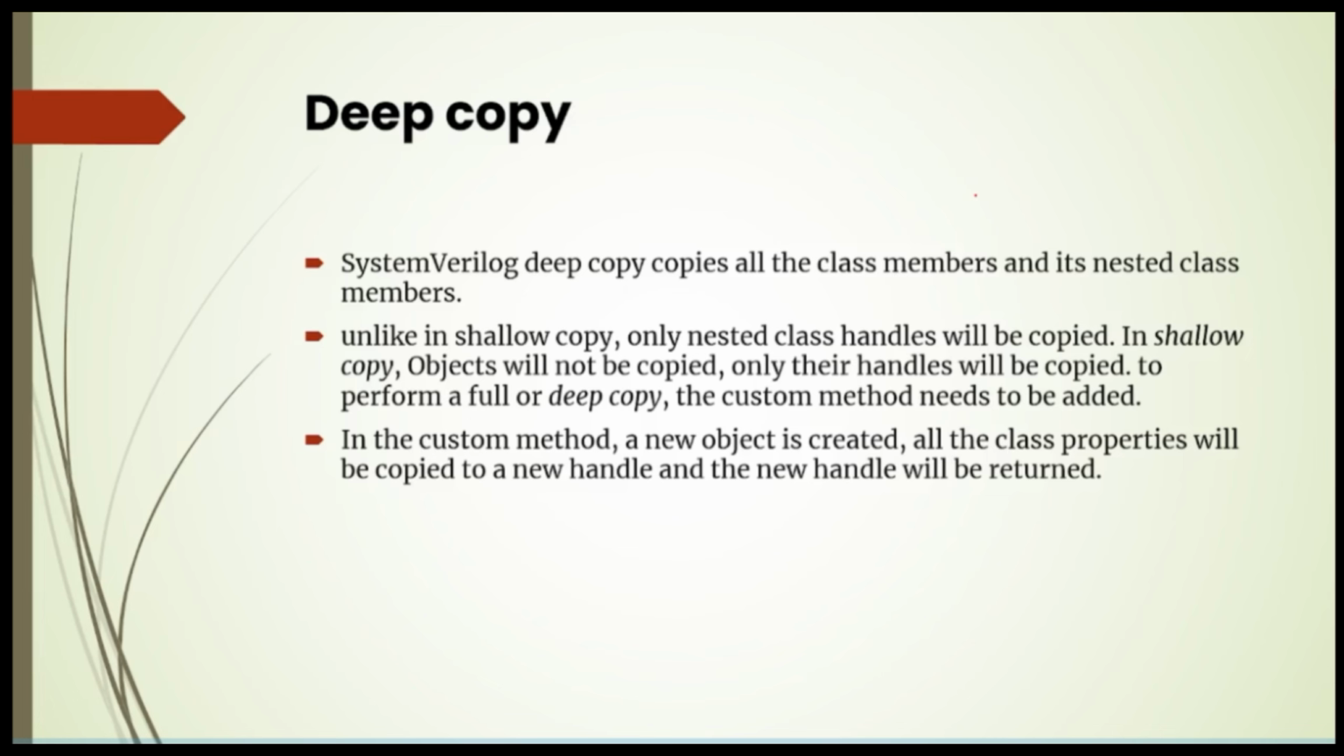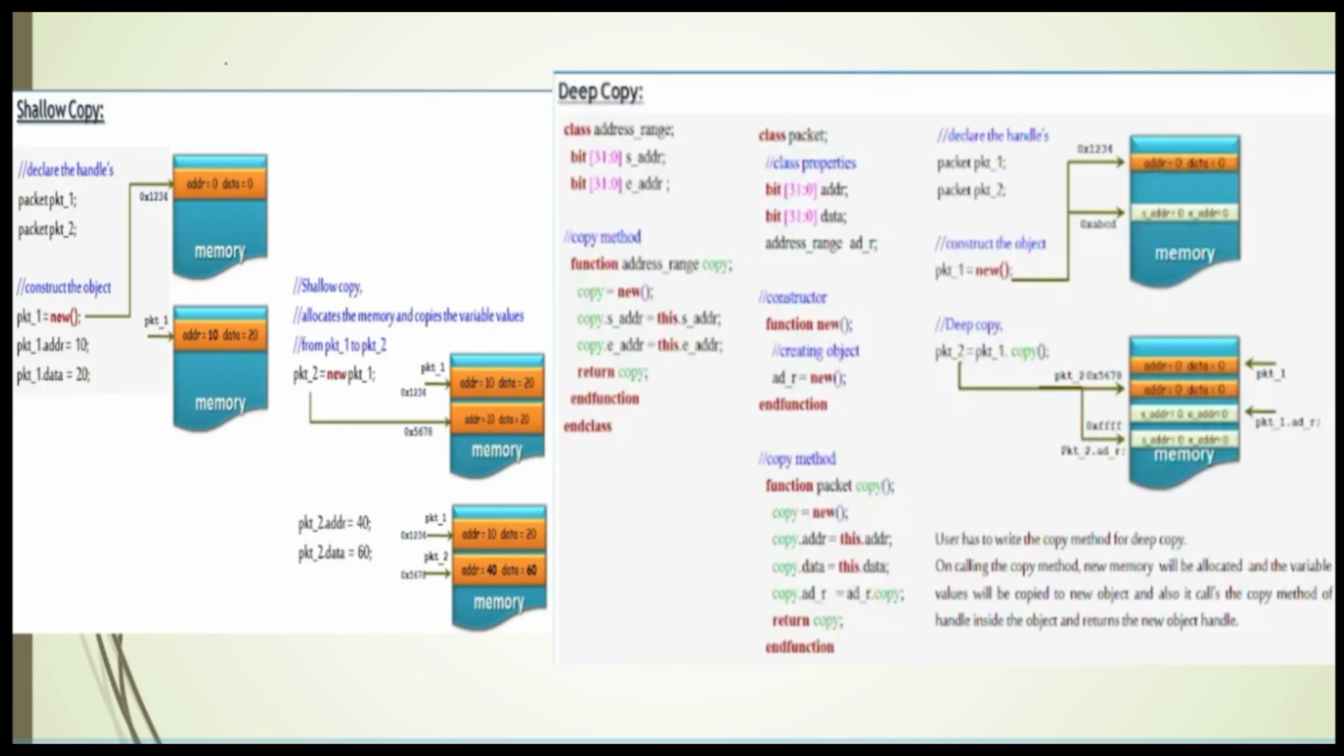In the deep copy technique, you will be adding a custom method. That means you will be writing a method called the copy method. By using that particular copy method, you will avoid the disadvantage that occurred in the shallow copy, right? So let us see what deep copy is and how we are going to do it.